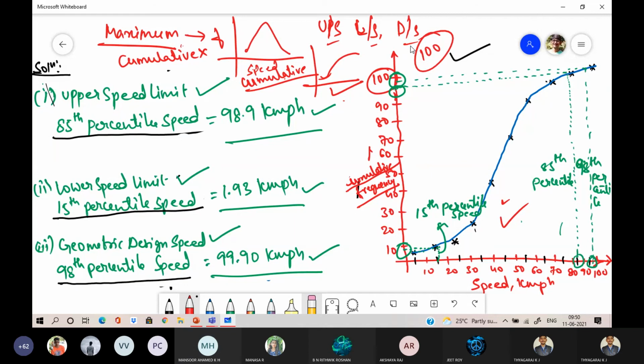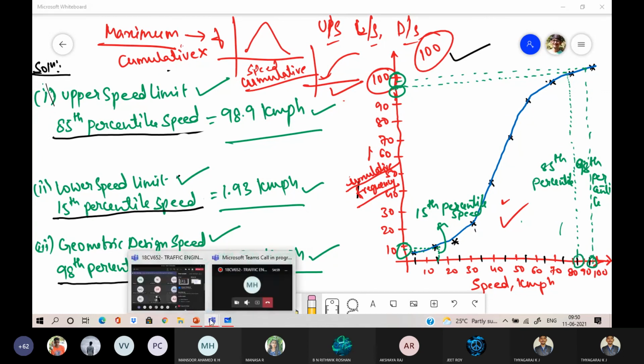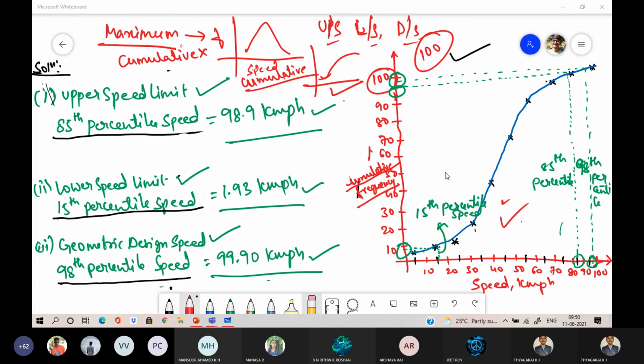Okay, I will stop here. We'll meet tomorrow at 1:30. We'll solve another type of problem, that is the spot speed problem. One more problem we'll solve, and we'll start with speed and delay problems. Is there any doubts or anything to clear? If you have any doubts, you can ask me. Sir, any doubt?